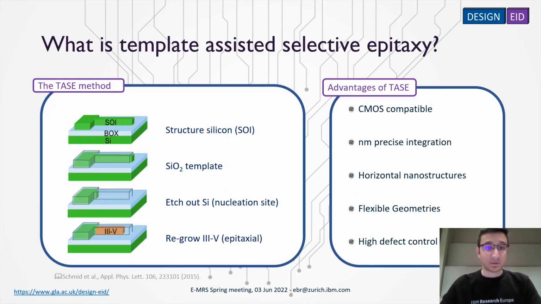TASE stands for Template Assisted Selective Epitaxy, which is a monolithical integration method that allows us to grow III-V directly from a silicon substrate. The TASE process begins with the definition of our nanostructures on a silicon layer, which is then covered by silicon oxide, which will form the template, which when open allows us to etch back the silicon, leaving only a silicon seed, from which then we can grow the III-V material using metal organic vapor deposition.